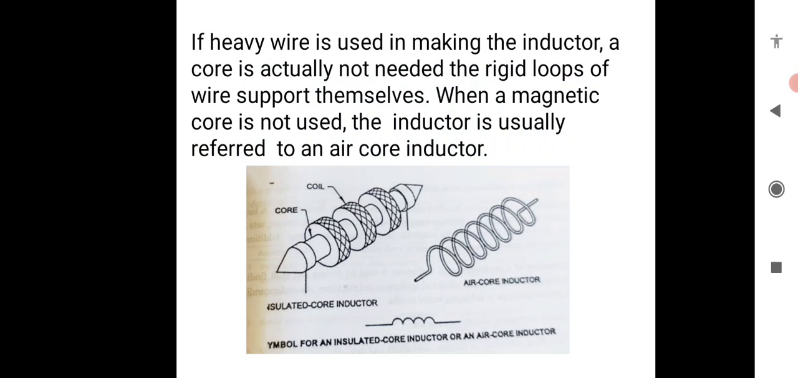This is the symbol for an insulated core inductor or an air core inductor. See, if heavy wire is used in making the inductor, a core is actually not needed. The rigid loops of wire support themselves when a magnetic core is not used. The inductor is usually referred to as an air core inductor.